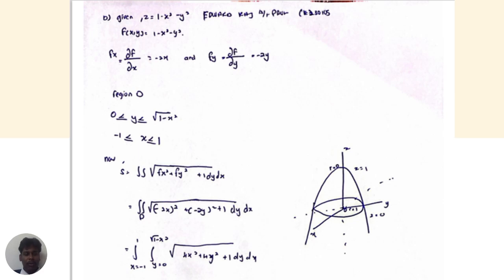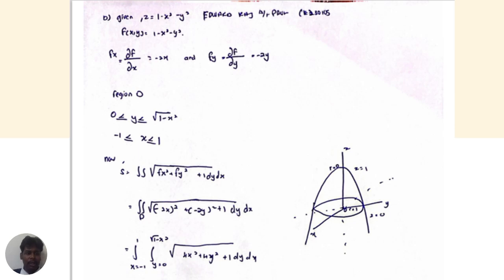Today I want to present the second question of the project. From the question, I want to find the surface area of the equation z equals 1 minus x square minus y square. This is my calculation for the question.